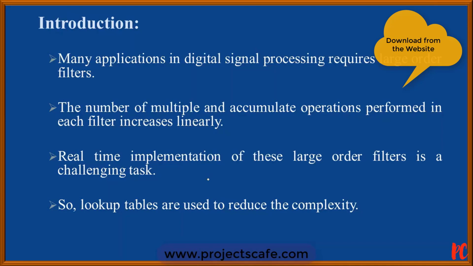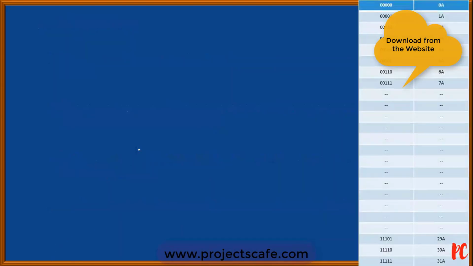Most signal processing systems require filters, and we know that these filters contain multipliers that perform the multiplication operation. During this process, we will be using lookup tables. Let's see how a conventional lookup table multiplier looks.